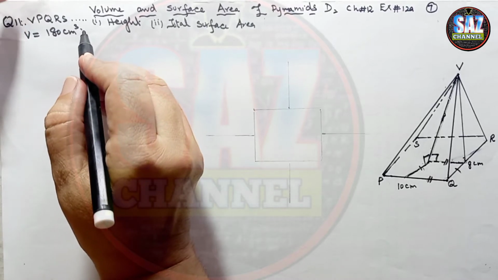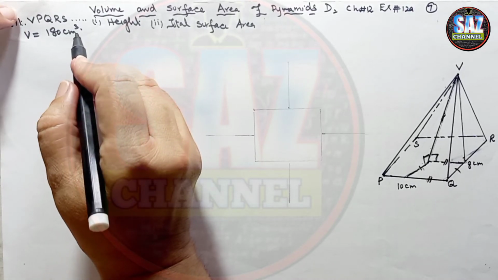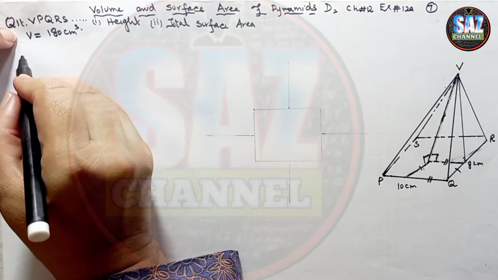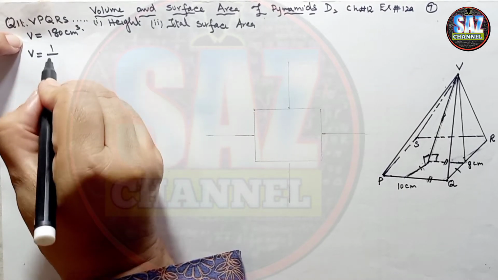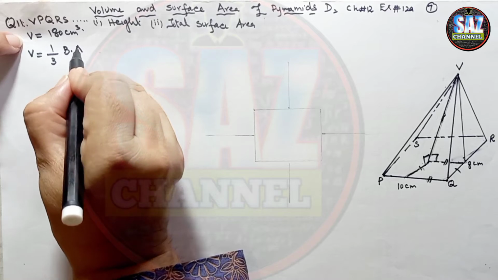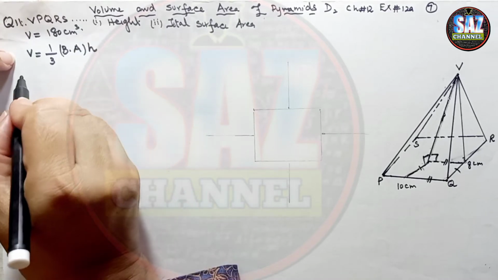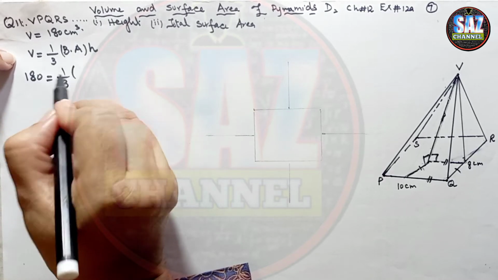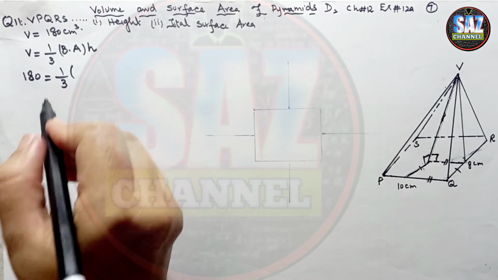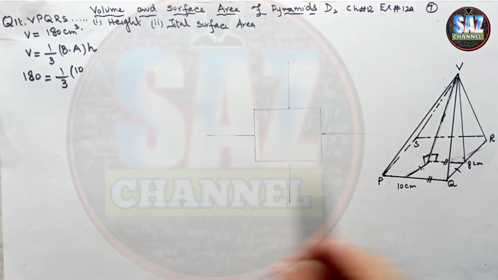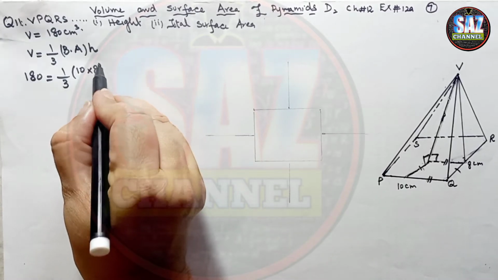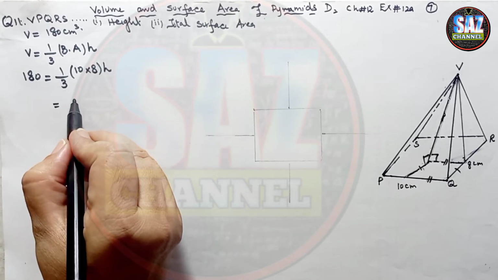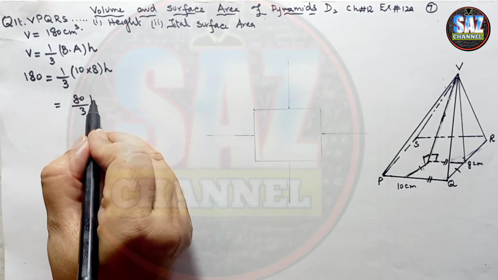First of all, we have to find the height of this pyramid. As we are given the volume and the dimensions of the base, we can apply the formula that volume equals 1 by 3 into base area multiplied by the height of the pyramid, which is unknown. Volume is 180, 1 by 3, and the base is a rectangle, so the area is length multiplied by breadth: 10 multiplied by 8, into h. Now it takes the form 10 times 8 is 80 by 3 into h equals 180.